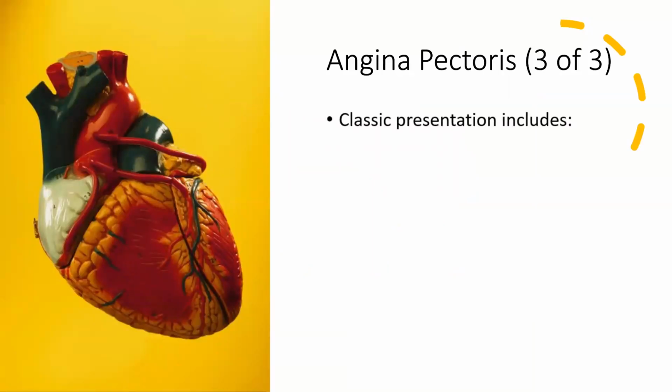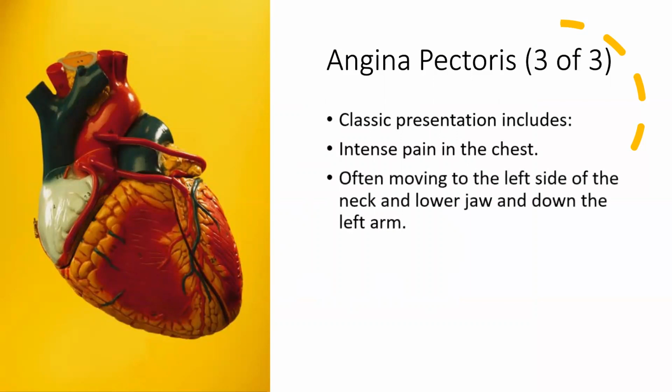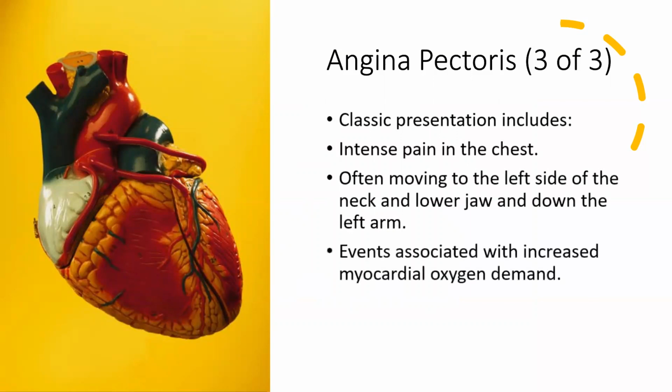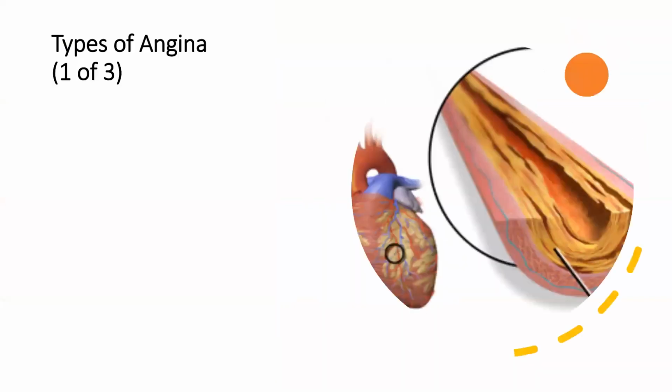The classic presentation of angina pectoris is intense pain in the chest. It is often moving to the left side of the neck and the lower jaw and down the left arm, and events are associated with increased myocardial oxygen demand.